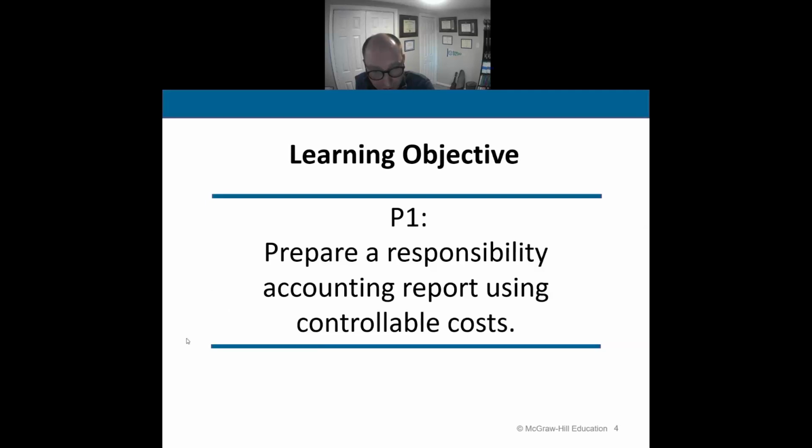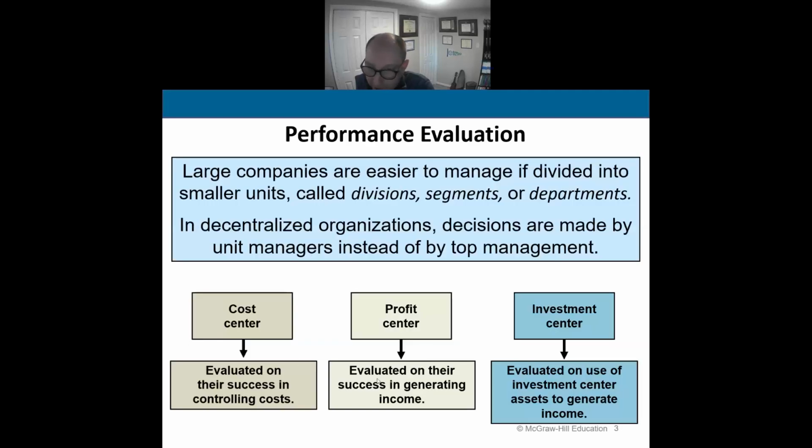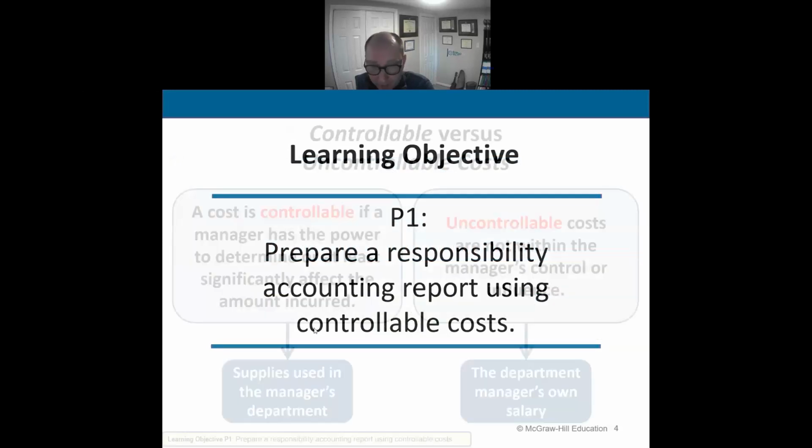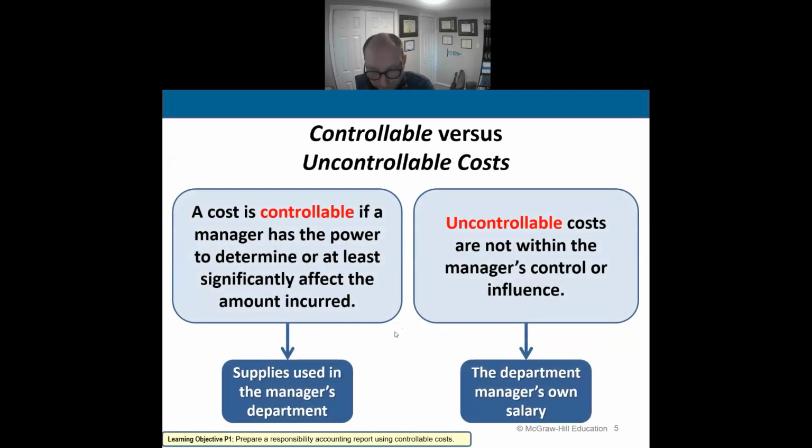So now that we know our centers, cost centers, profit centers, investment centers, now we're going to take a look at the accounting side of things for those centers. First, we need to know our costs. Now, you guys already know costs. We've been talking about costs for the past 5 weeks. There are two types of costs that all costs fall within. We have controllable costs and uncontrollable costs.